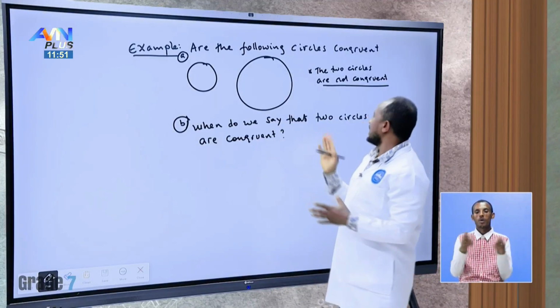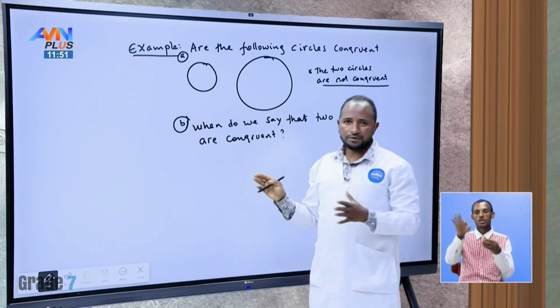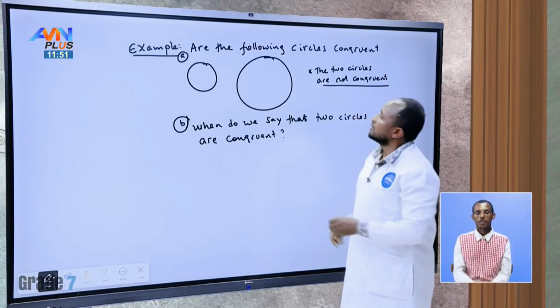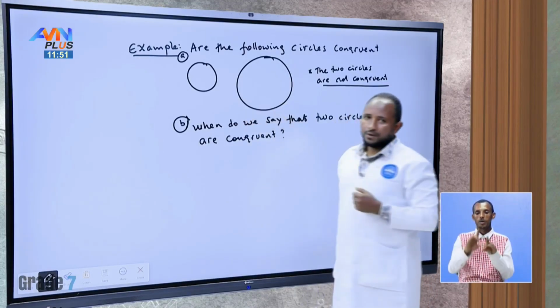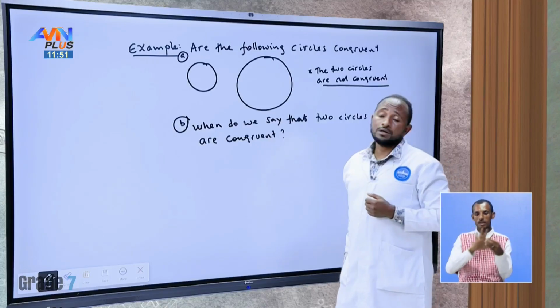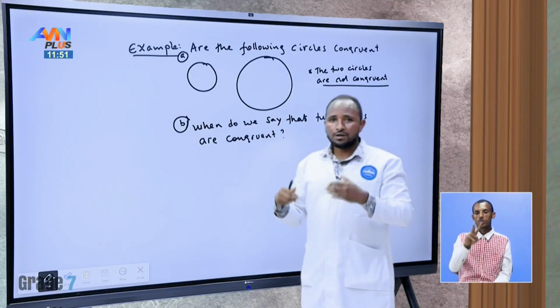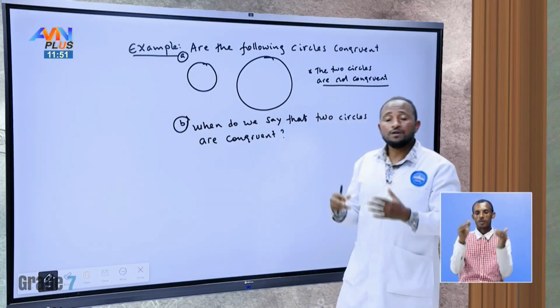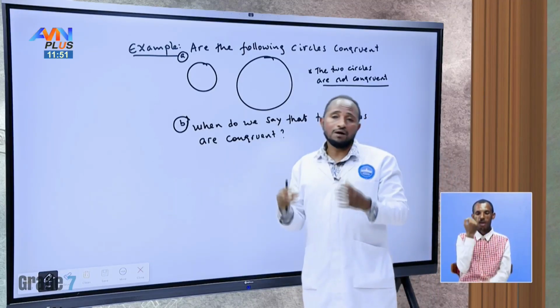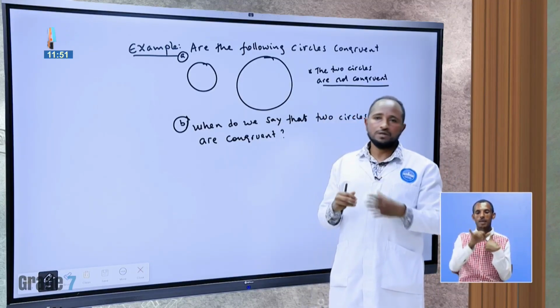When do we say that two circles are congruent? Or two circles have the same size? Two circles are congruent if and only if they have the same radius or diameter.